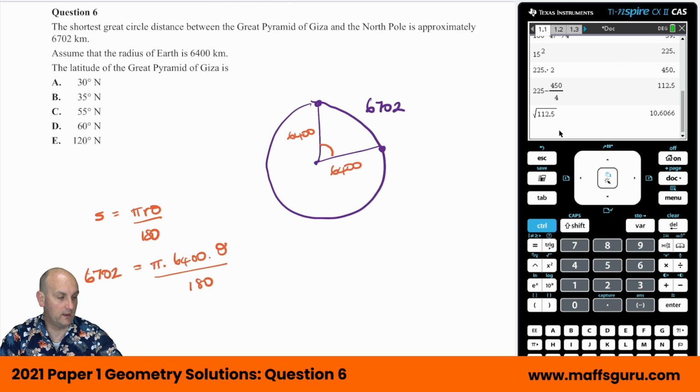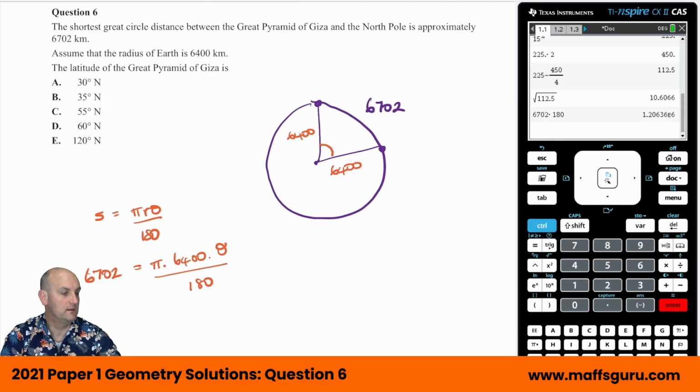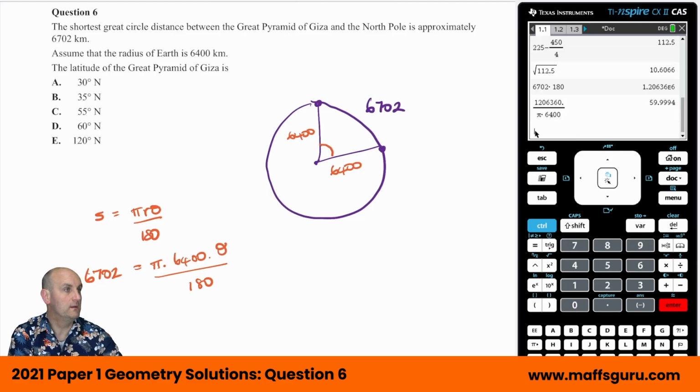6702. Now again, you guys may just put this in and do solve on your calculator, which is fine. 6702 times 180, I'm going to divide that by, open some brackets, pi times 6400, gives me 60 degrees. There we go. So theta is, as far as I'm concerned, 60 degrees.